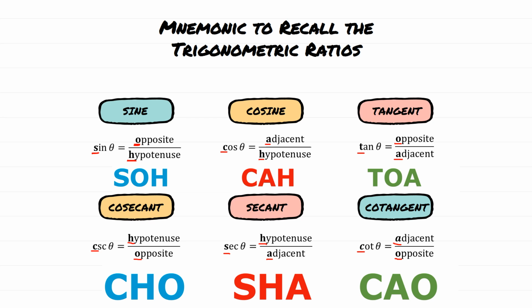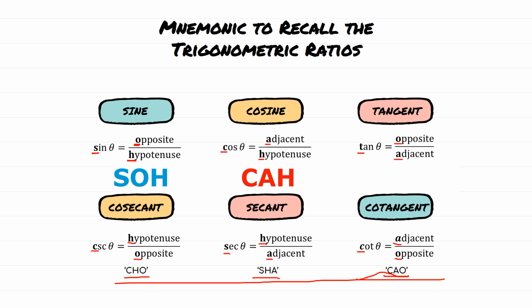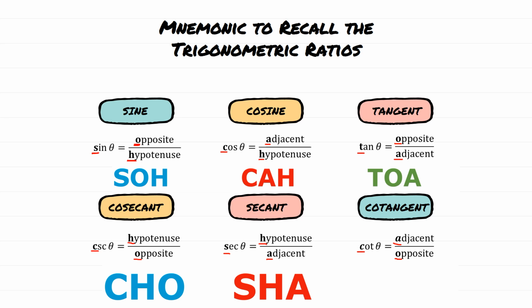So, itong ibaba na to, CHO-SHA-COW. Okay? So, yung 6 na trigonometric ratios na to, pwede natin pagsama-samahin to get SOHCAHTOA, CHO-SHA-COW. Mas madaling matandaan, ano? SOHCAHTOA, CHO-SHA-COW. Okay?